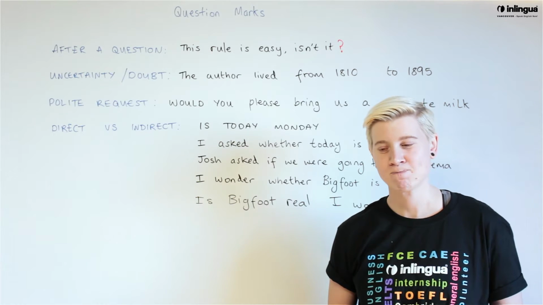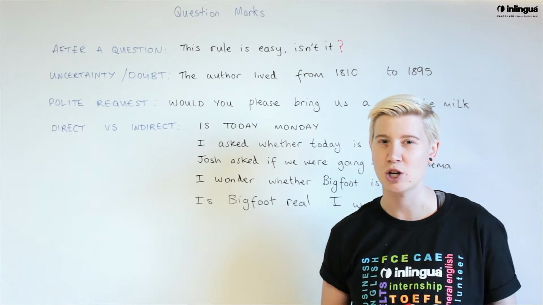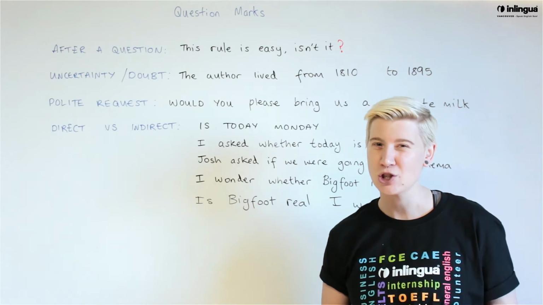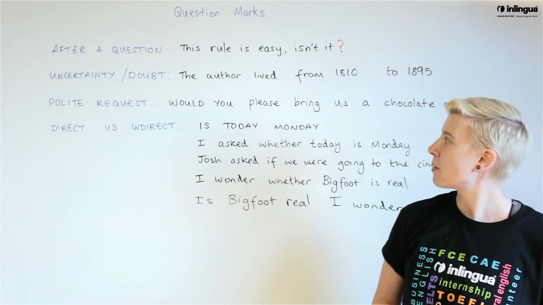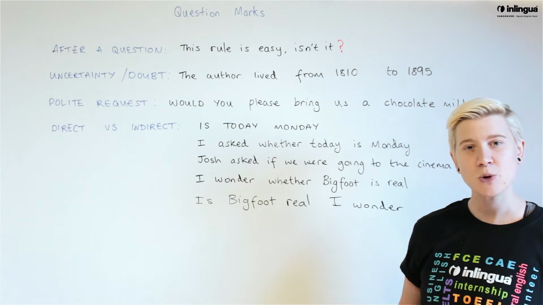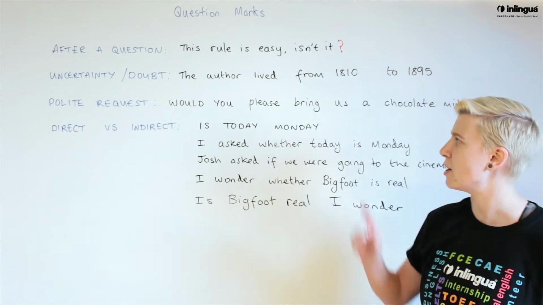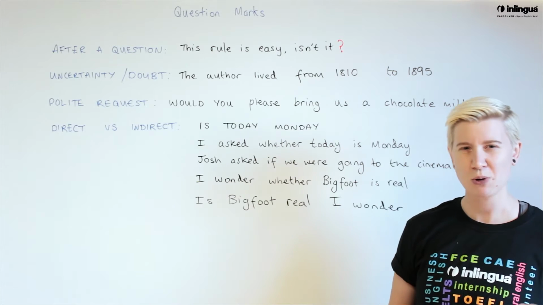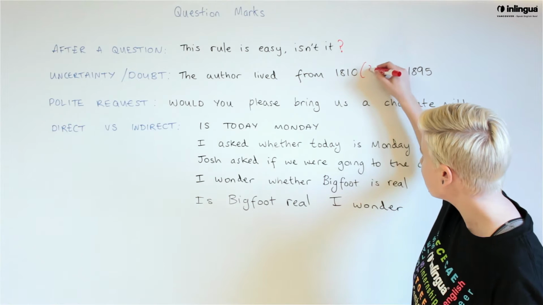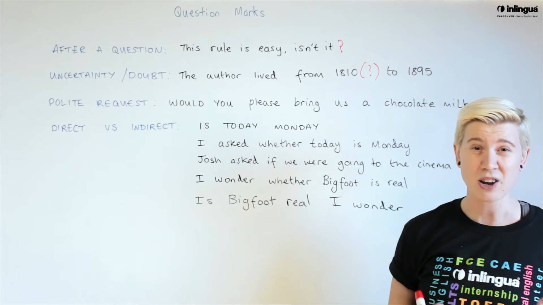For example, if we are not sure about something, we can use a question mark to show uncertainty or doubt. Look at this sentence. The author lived from 1810 to 1895. Do I sound unsure? No, I sound very confident. I sound like I know that this is true. But what if you are uncertain? Well, we can use a question mark inside parentheses to show that uncertainty.